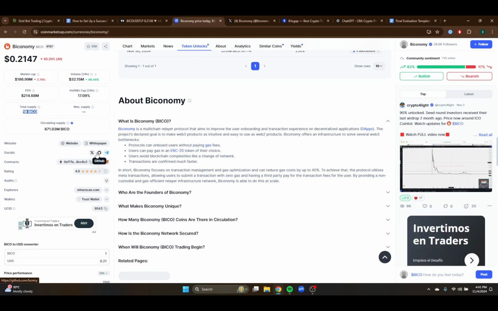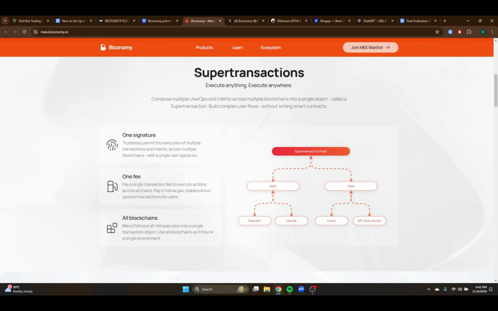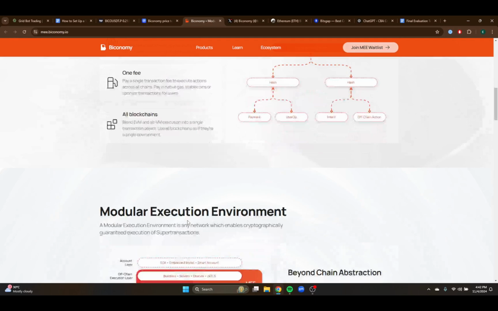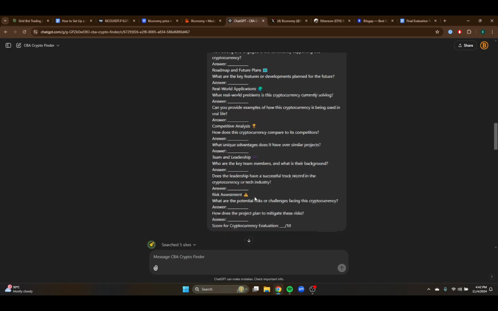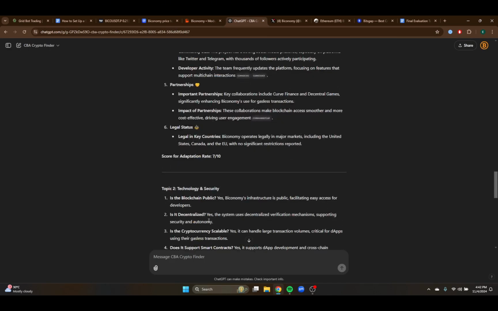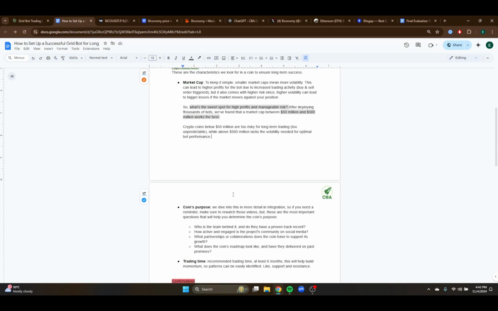Then they also have GitHub. They have the contracts here. They have their website. We can also check out their website, see what it is they're working on. So they are working on super transactions, execute anything, execute anywhere. I like it. It does have a purpose. I'm not super familiar with this cryptocurrency, so what I could do is go over the website and understand as much as I can, and also read the information provided here on the crypto finder. But based on everything we just covered here really quick, it does have a purpose.